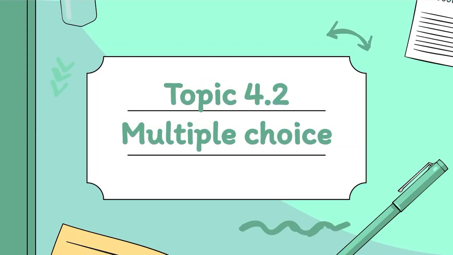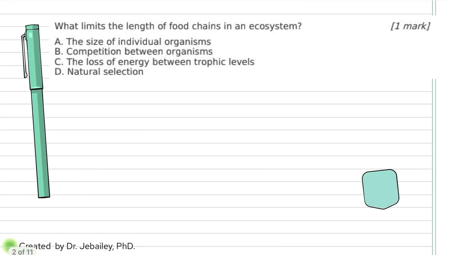Hi, this is Dr. Jabali, and in this video, we're going to focus on looking at past IB exam papers, focusing on Paper 1, which is all about multiple choice. This multiple choice will only focus on topic 4.2, which is all about energy flow. So let's move into the section.